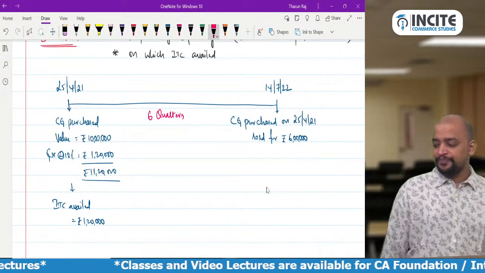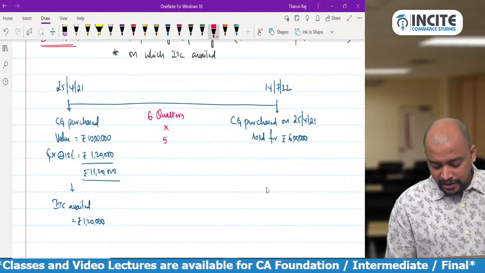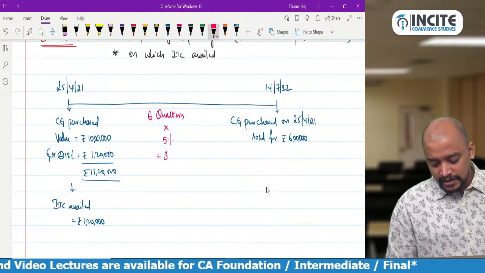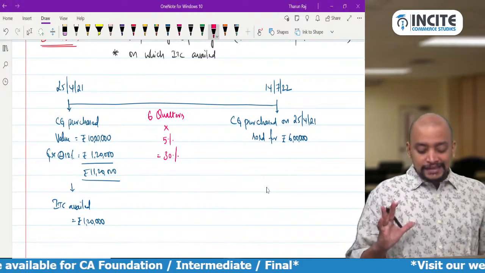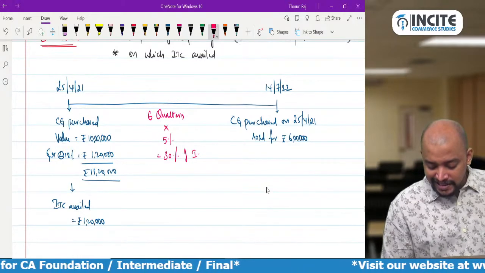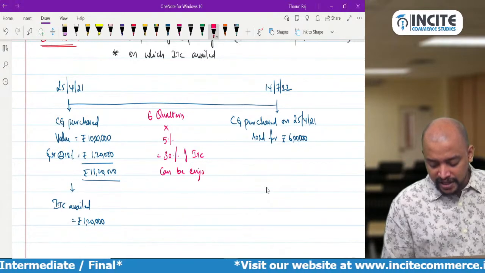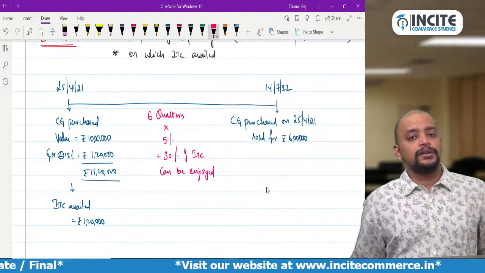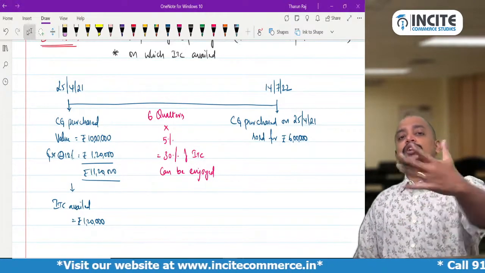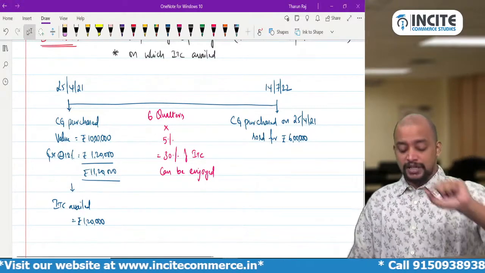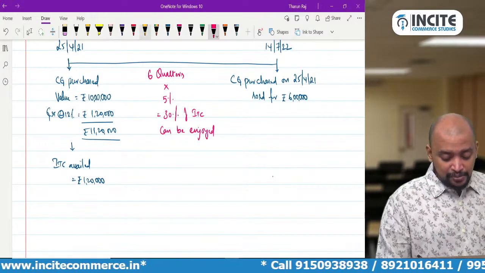6 quarters into 5%, that is 30% of the ITC you can enjoy. 30% of ITC can be enjoyed by that person. Then what does it mean? Because he used it for 6 quarters, 5% per quarter you enjoy. Remaining 70% you reverse. So therefore, what will be taken as the GST payable upon disposal?